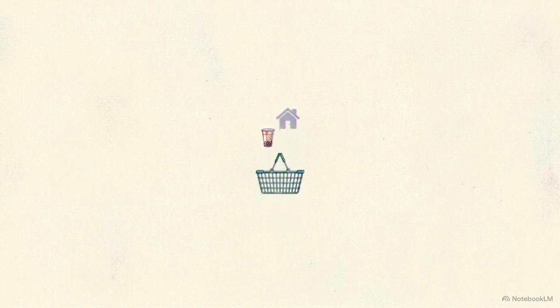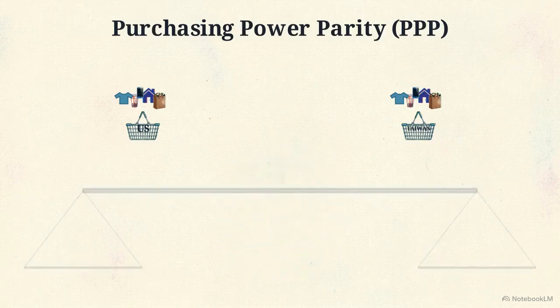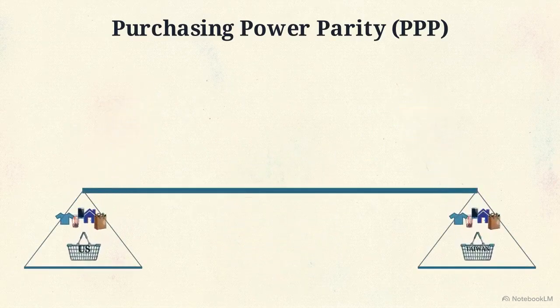To see how this affects entire currencies, we have to scale up. Imagine dropping that single cup of tea into a massive shopping basket that holds your entire cost of living, your rent, your clothes, your groceries, and your phone. This scale represents a concept called purchasing power parity, or PPP.